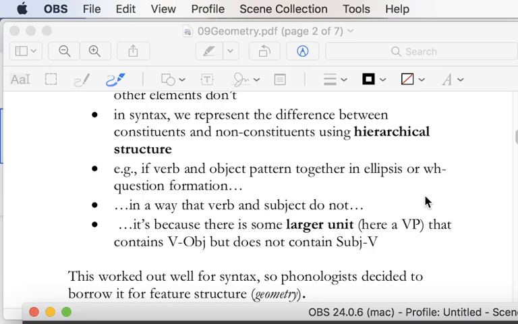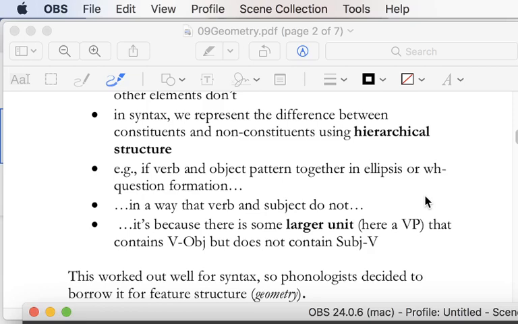then we say that this is because there's some larger unit that contains the verb and the object but doesn't contain the subject. There is no larger unit that contains the subject and the verb but doesn't contain the object. Therefore, subject and verb can't pattern as a constituent to the exclusion of object, but verb and object can pattern as a constituent to the exclusion of the subject. That unit, by convention in syntax, is referred to as a verb phrase. Right? But this is the basic form of the argument.